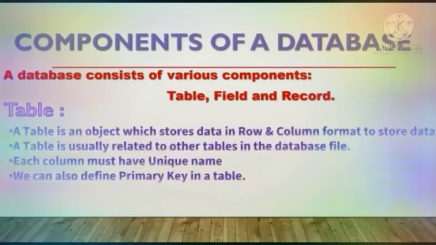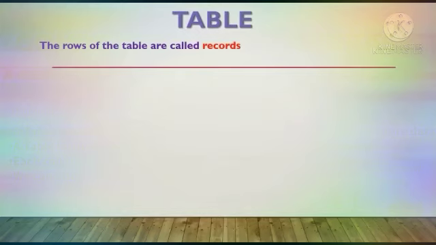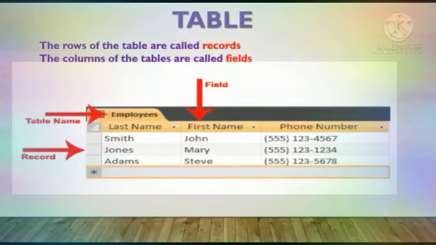What is a table? The data are stored in rows and column format. In a database, we can store more than one table. All the tables are related to other tables in a database file. Each column must have a unique name. We can also define a primary key in a table, so we will discuss the primary key later. The rows of the tables are called records. The columns of the tables are called fields.